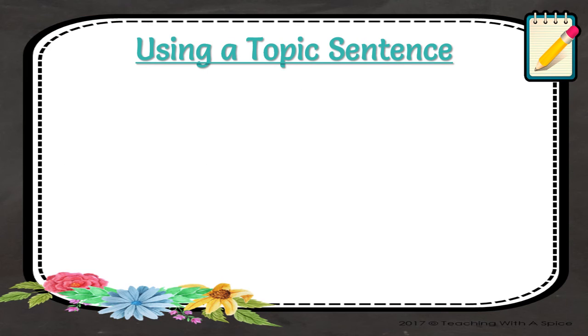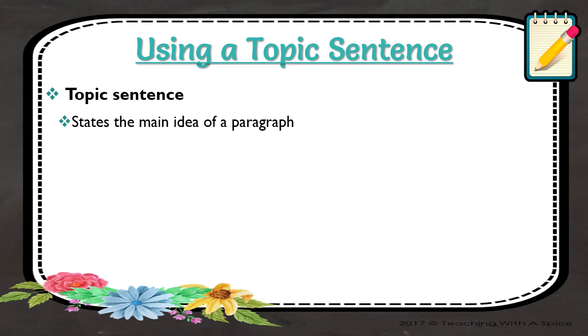Okay, for writing today, we're talking about using a topic sentence. This is extremely, extremely important in your writing. If you don't have a topic sentence, your paragraph will be very weak and it won't have a good direction. So you need topic sentences. Your topic sentence states the main idea of a paragraph. It catches the audience's interest. It's what makes them want to continue reading your paragraph.